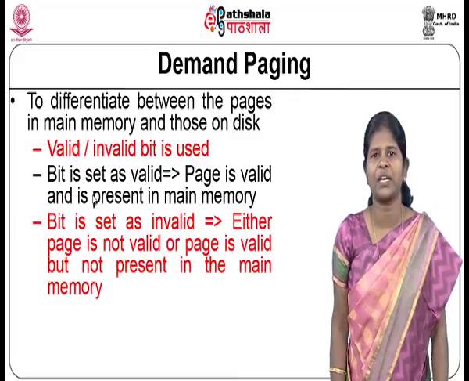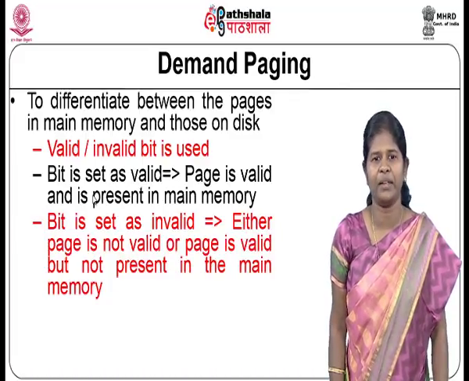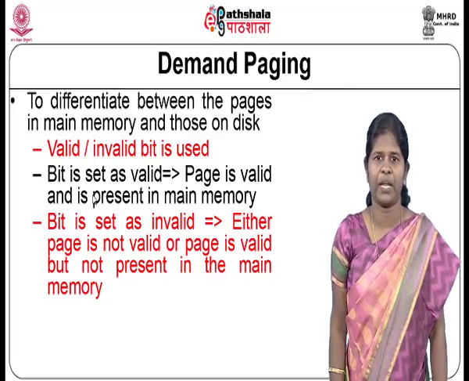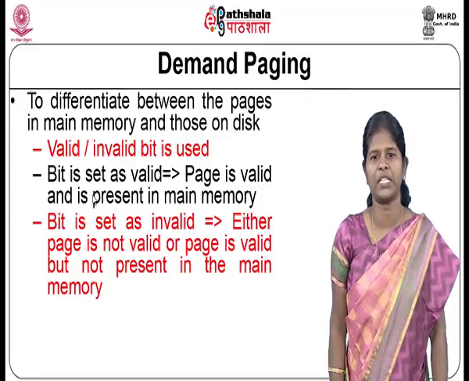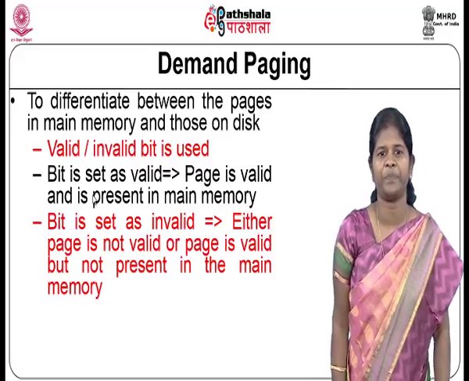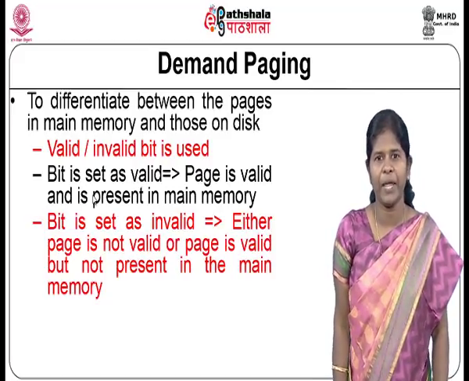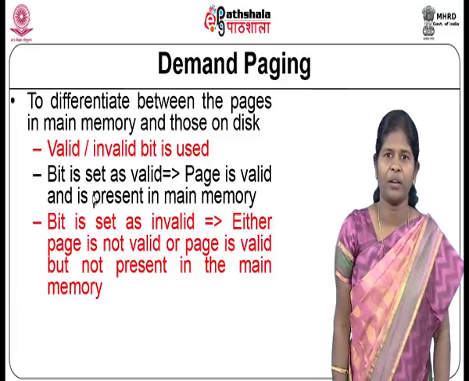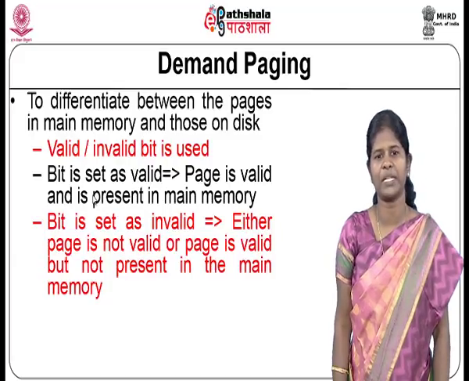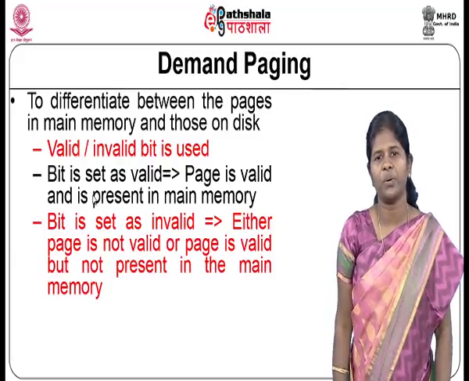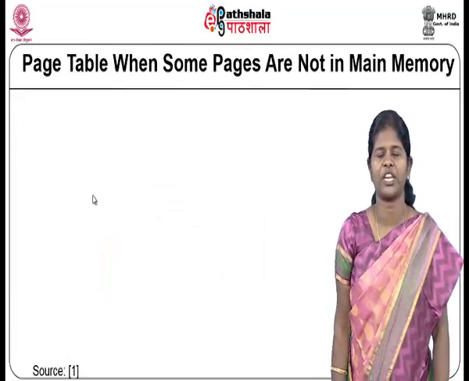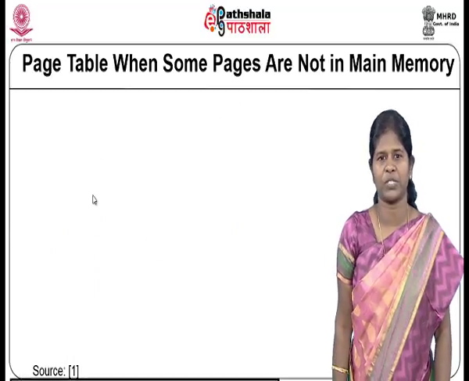If this bit is set to valid, it means that the page is a valid page and also it is present in the main memory. But if the bit is set as invalid, then either the page is not valid, or it can even be the case that the page is valid but it is not present in the main memory. This valid-invalid bit is useful when you do the address translation for a particular process.